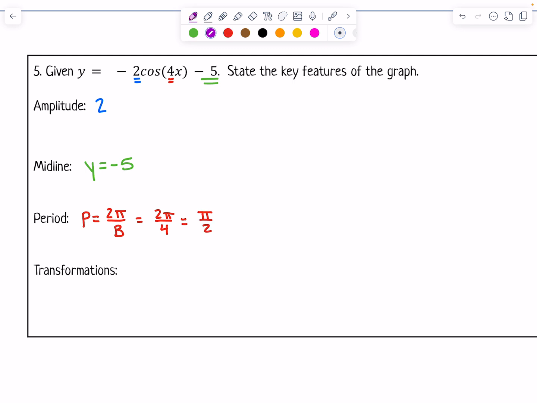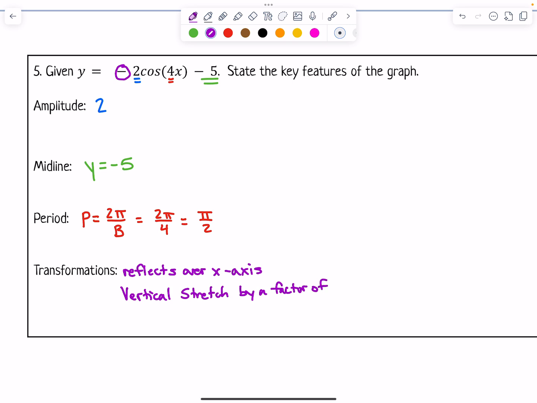So now let's take the transformations. They work like any other function we have talked about so far. So the negative is going to make this function reflect over the x-axis. Let's start with that. The 2, which was my amplitude, makes it have a vertical stretch by a factor of 2. And we don't talk about the frequency because that's just not included in our Math 3 standards.